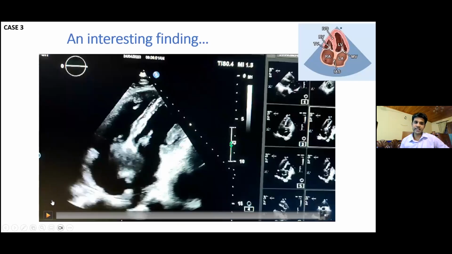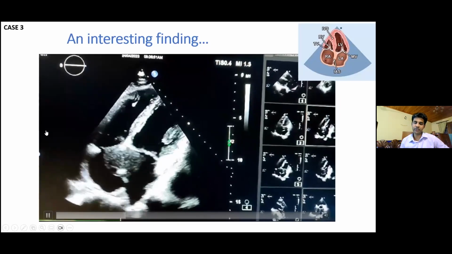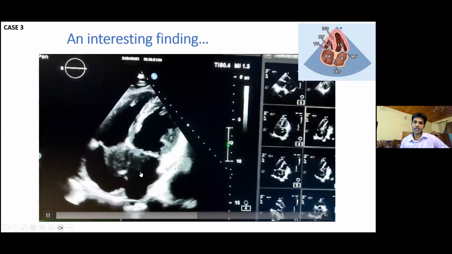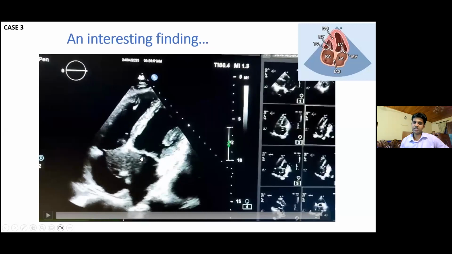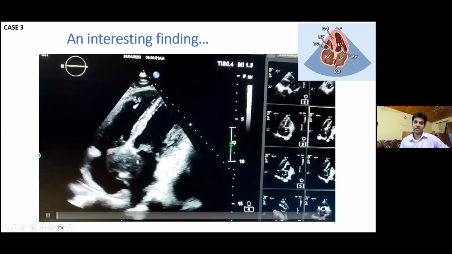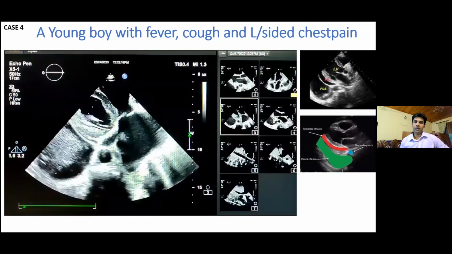All right. Moving on to the third case, this is again an interesting finding on the echocardiogram, where you can appreciate there is a bulge in the interventricular septum, and this tumor, through the presence of a small either a PFO or a septal defect, has extended into the right atrium as well. So this is a tumor which is occupying both the LA and the RA.